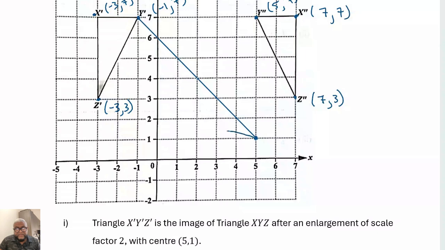So we're going from the center of enlargement to Z. That's 2. All right. Center of enlargement to X, which is up here. So do that for me now, please.